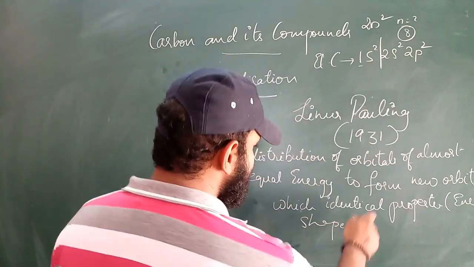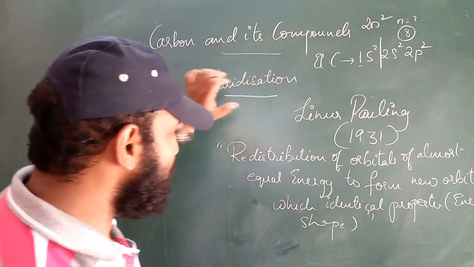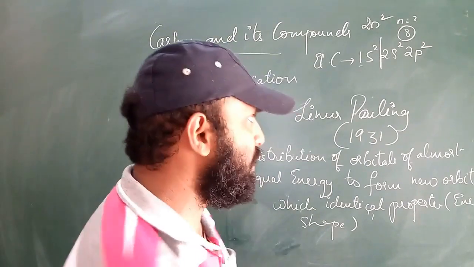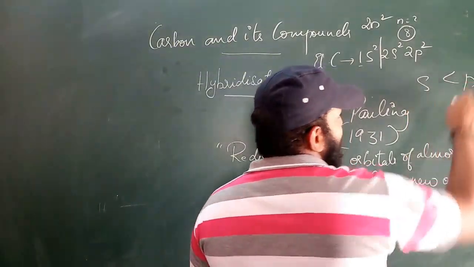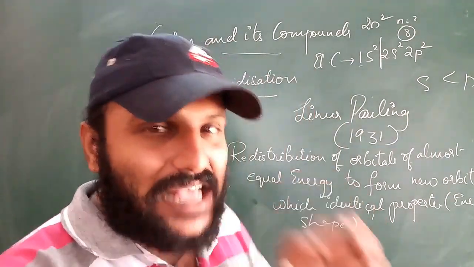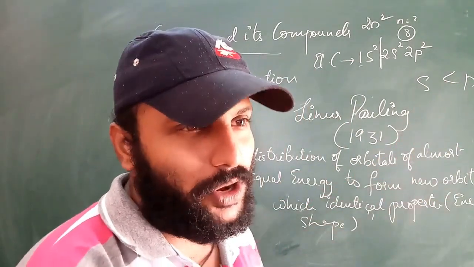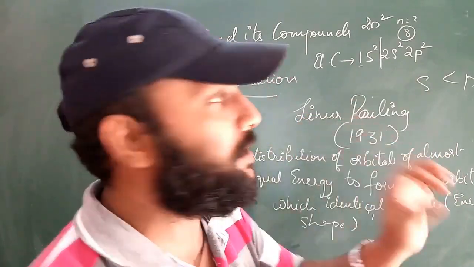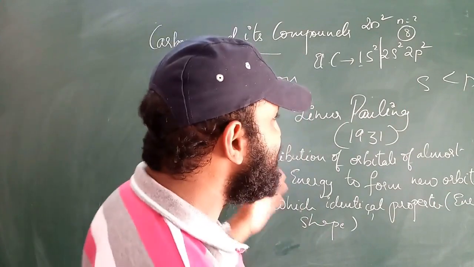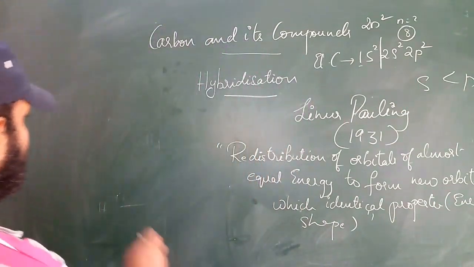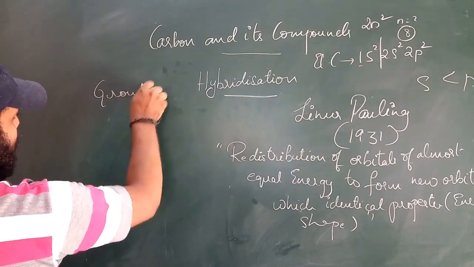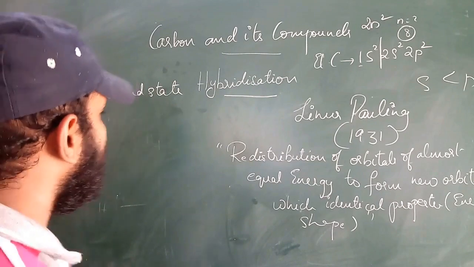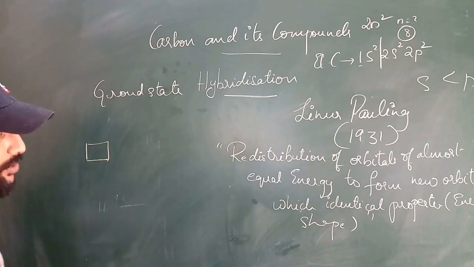So hybridization is nothing but the redistribution of orbitals of almost equal energy. As I said, comparing the s and the p, the s orbital has a little less energy than the p orbital. Almost equal energy, but the s orbital has a little less energy compared with the p orbital. That's what is happening here. If you observe the ground state, the electronic distribution of carbon in the ground state, I will be drawing only the second shell.